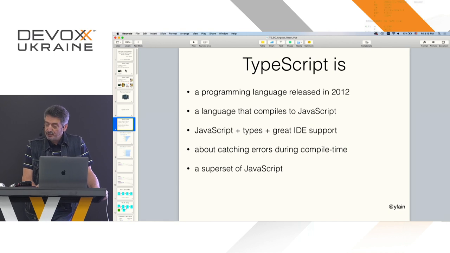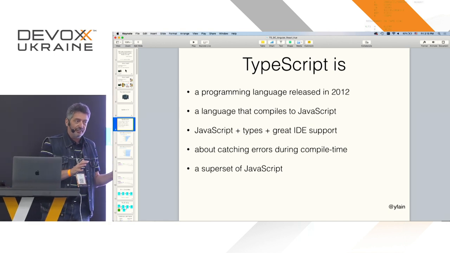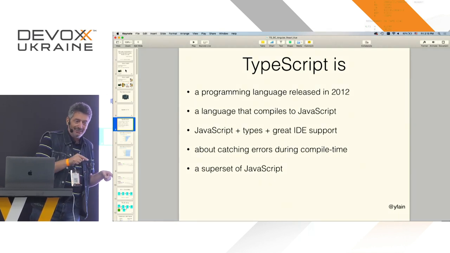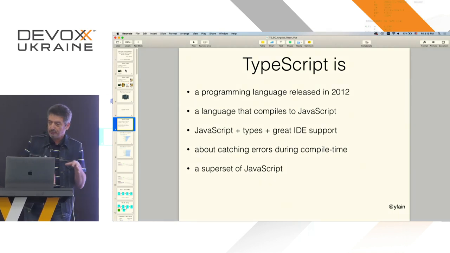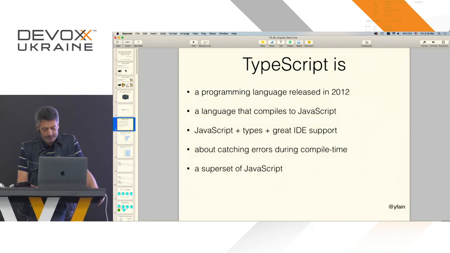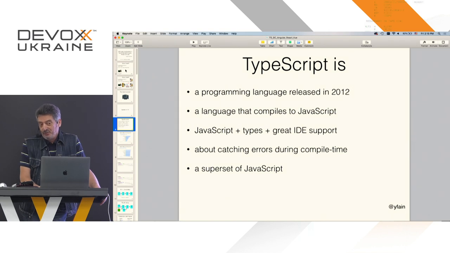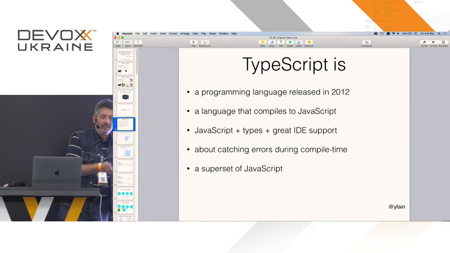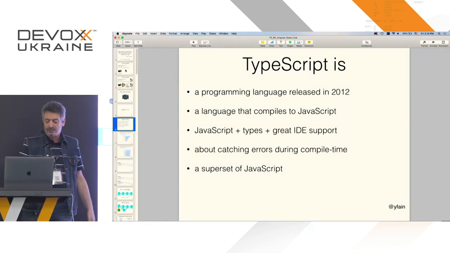So TypeScript allows you to declare variables with types, but you don't have to. Optional typing. If you want to have a mix, some variables have a type, some don't, it is possible. And with TypeScript, you can catch errors during compile time. You don't have to wait for running the program just to see that something is wrong.